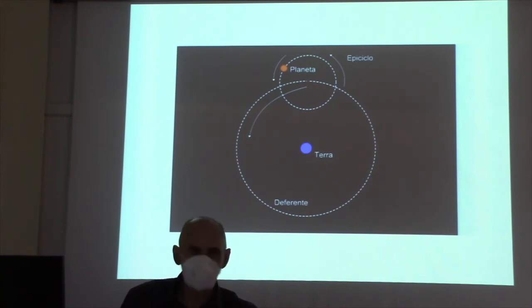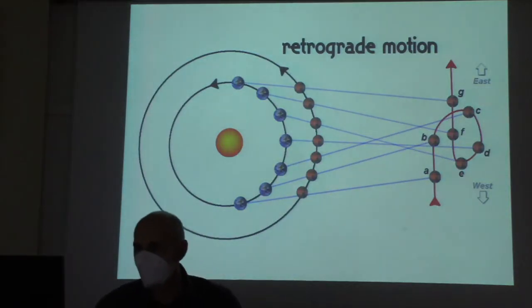So, how do we explain retrograde motion in fact? What is the real phenomenon? Here it is. If you have the sun in the middle of the solar system, we now know that Earth goes around the sun faster than Mars. In general, the closer a planet is to the sun, the faster it is in its orbit.